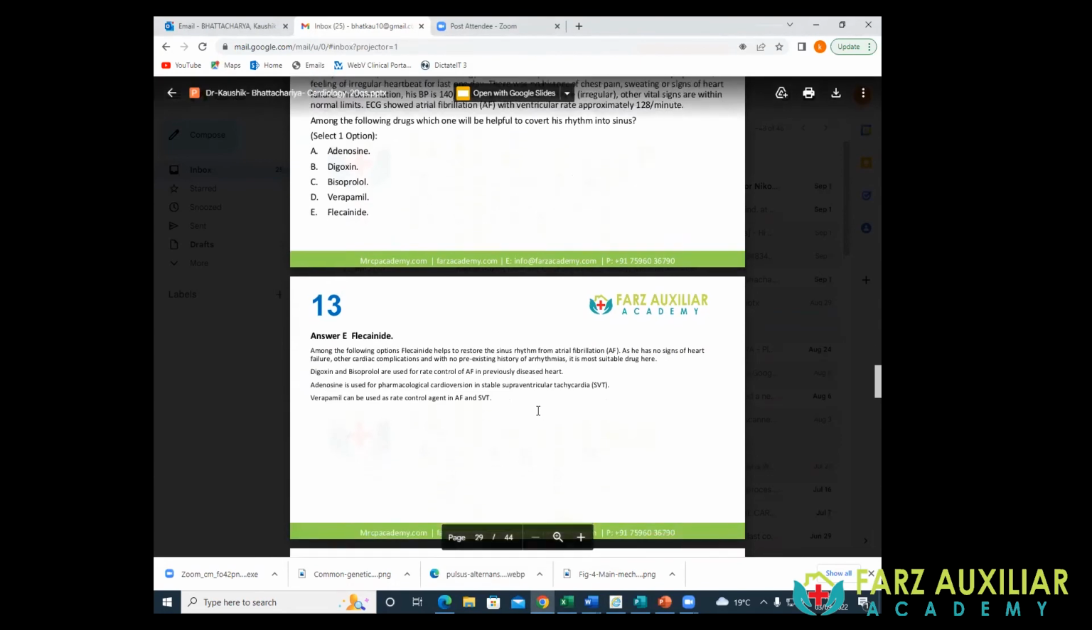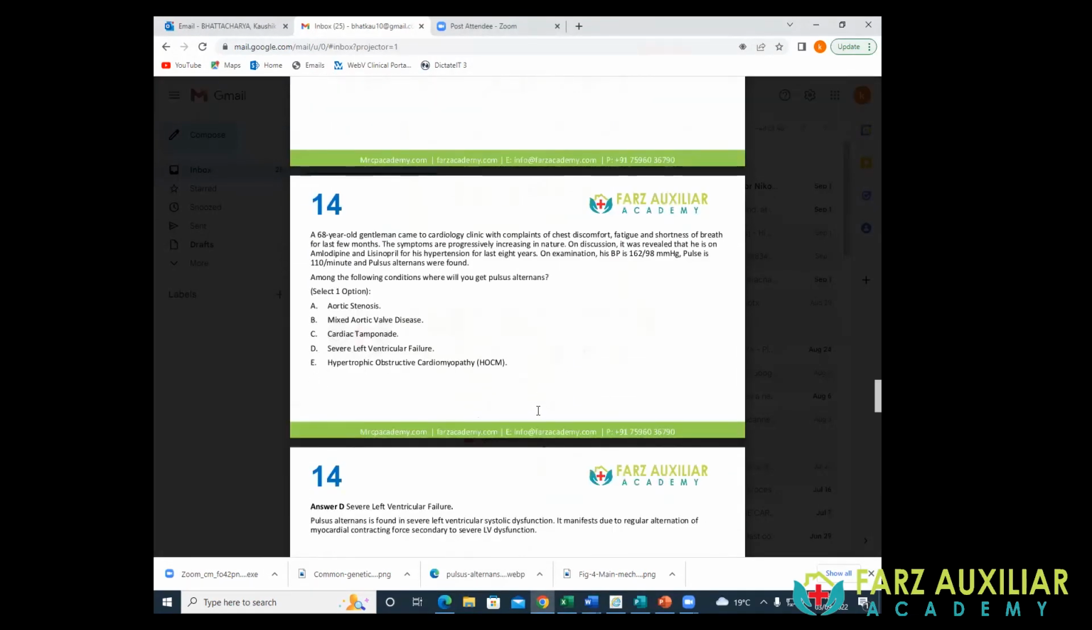So flecainide is the answer. Number 14. Now, number 14 is a 68-year-old gentleman who came to cardiology with a complaint of chest discomfort, fatigue and shortness of breath for the last few months. Symptoms are progressively increasing in nature. On discussion, it was revealed that he's on amlodipine and lisinopril for his hypertension for the last 8 years.